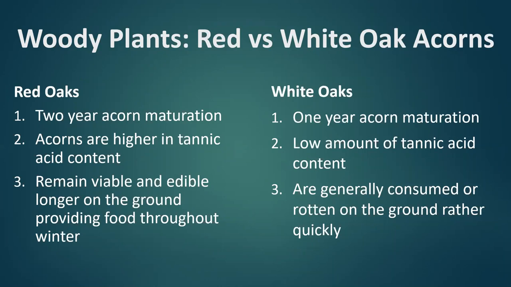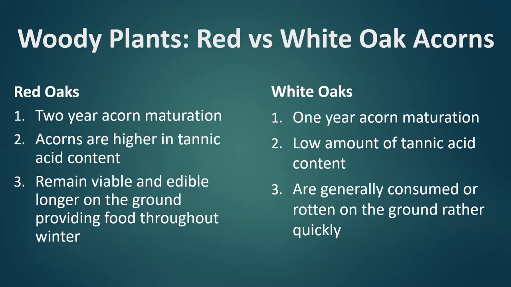So red oaks have a two-year acorn maturation. Essentially they're still going to drop acorns every single year, but it takes an individual acorn 2 years to fully develop on that tree. In comparison, the white oaks produce an acorn every year and it takes 1 year to mature.